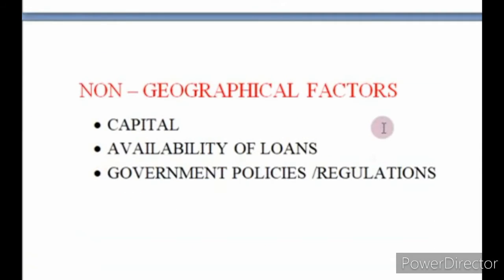Let us see non-geographical factors. First one, capital. Already we have seen the capital. Then availability of loans. In most cases it is not possible to start an industry with enough capital in hand. So, the investors seek loans to start the industries. Thus, the organizational setup which provides loans and insurance is required. Government policies and regulations. Government policies are another important factor that influences industrial location.